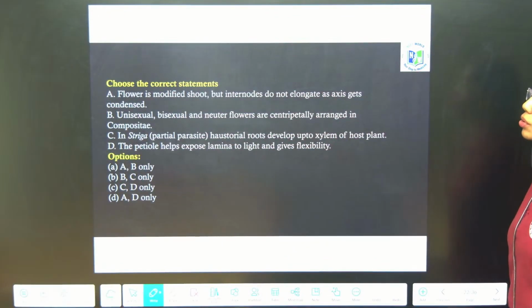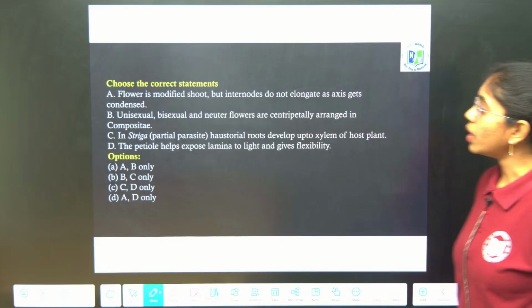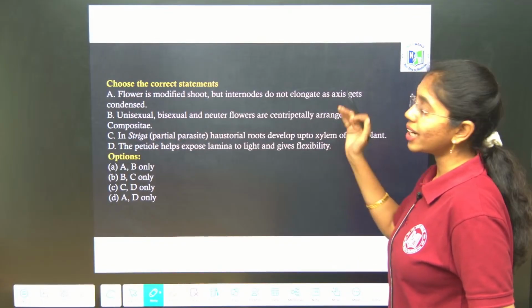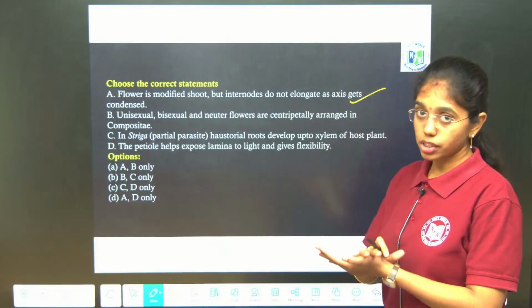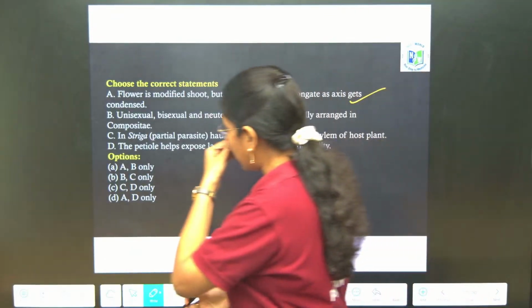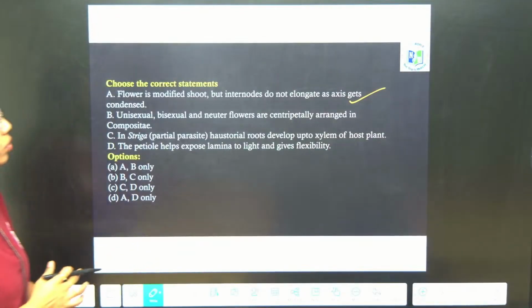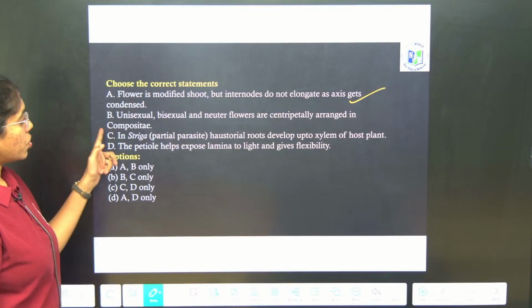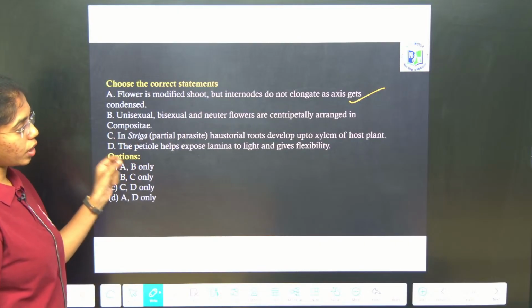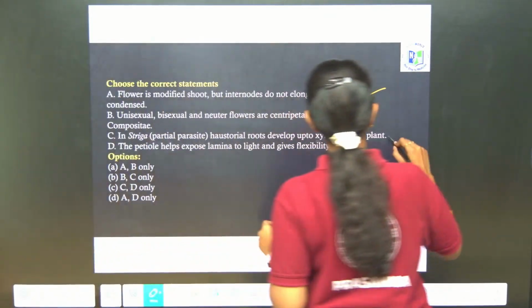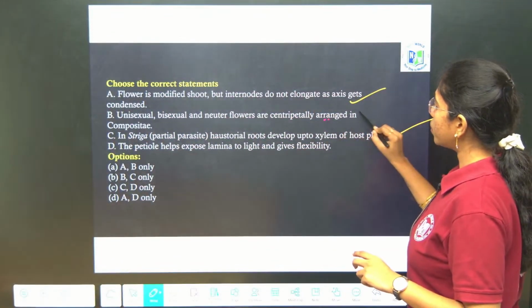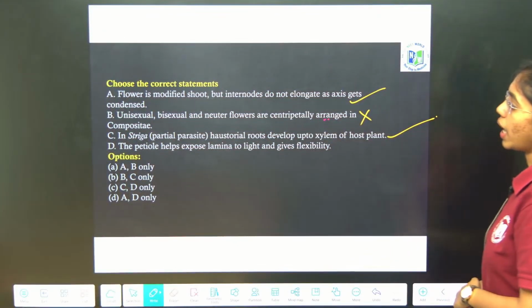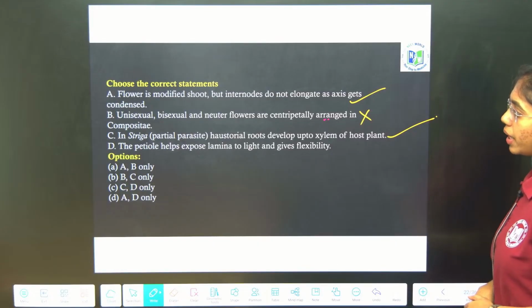Next you see ma. Choose the correct statements. Flower is a modified shoot, but internodes do not elongate as axis gets condensed. Yes, axis gets condensed as internodes will not elongate. Next, unisexual, bisexual and neutral flowers are centripetally arranged in compositae. True. In Striga, which is a partial parasite, haustorial roots develop up to xylem of the host tissue. True. These are not observed in compositae, it is observed in Euphorbiaceae. Unisexual, bisexual and neutral flowers are centripetally arranged.